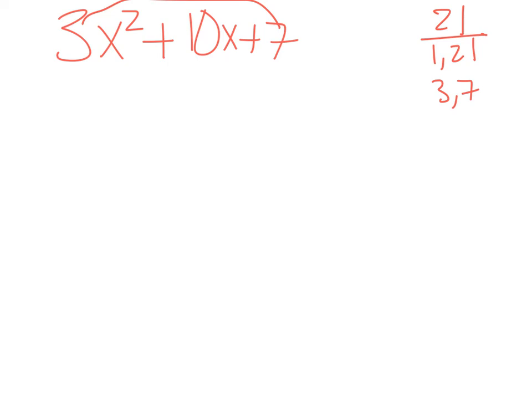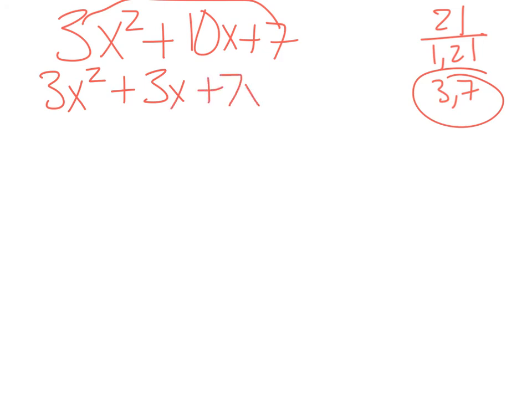And it looks like the factors that are going to add to give me the middle term, I'm looking at the factors of 21 that add to give me 10, are 3 and 7. So what we do next is rewrite the 10x as a 3x plus 7x. Okay, all I did was I rewrote 10x as 3x plus 7x. It doesn't change the expression in any way.